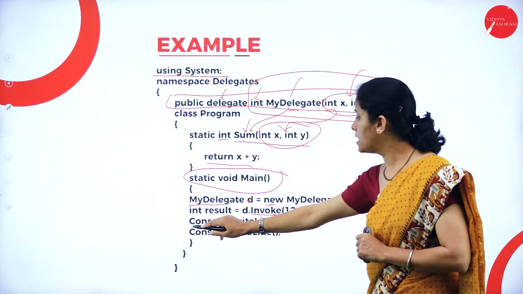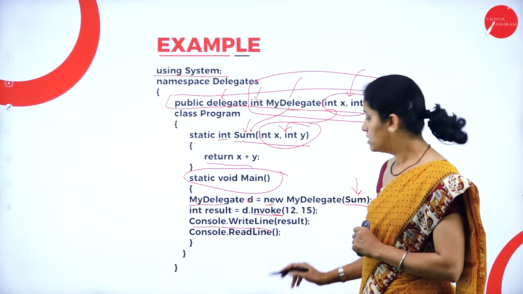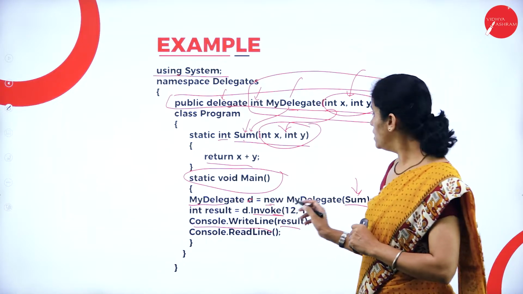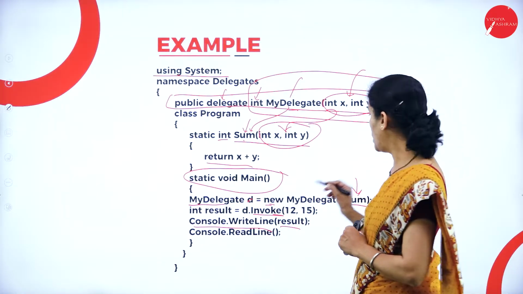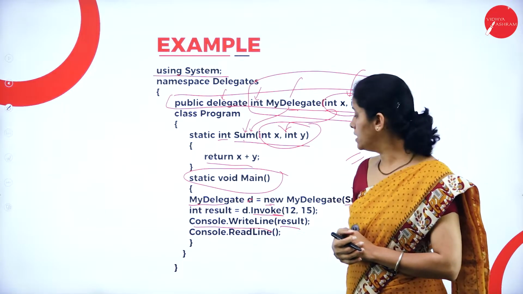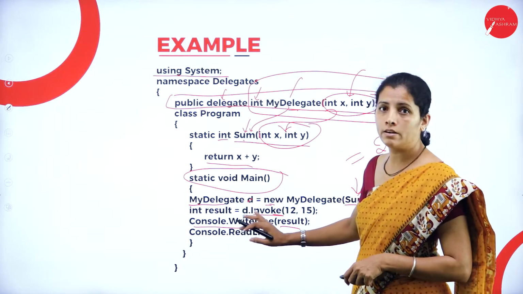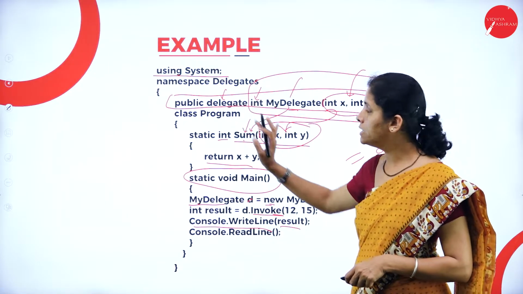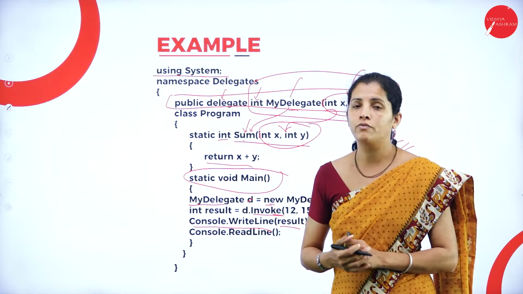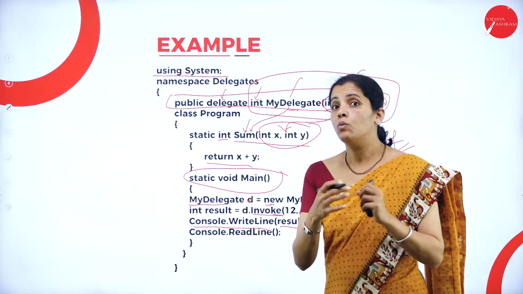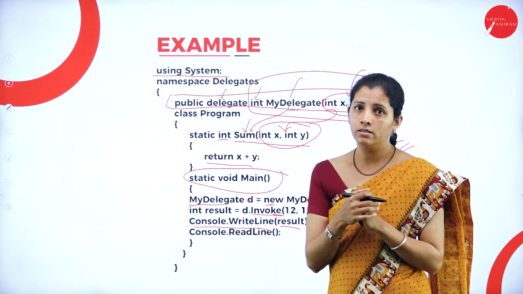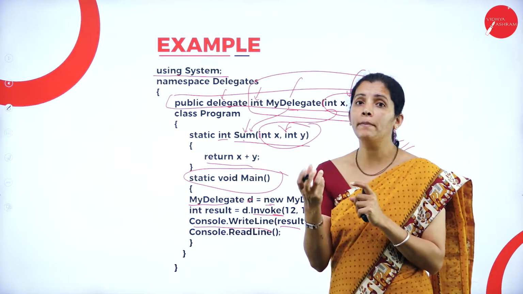Okay, now see here, I'm going to display the result. So what is the result? After adding 12 plus 15, whatever answer I get, that is 27, I'm going to display. So this is the way I can create the delegate, and I can create the reference of the method. So what is a delegate? It is nothing but a pointer. That means it holds the reference of the method.